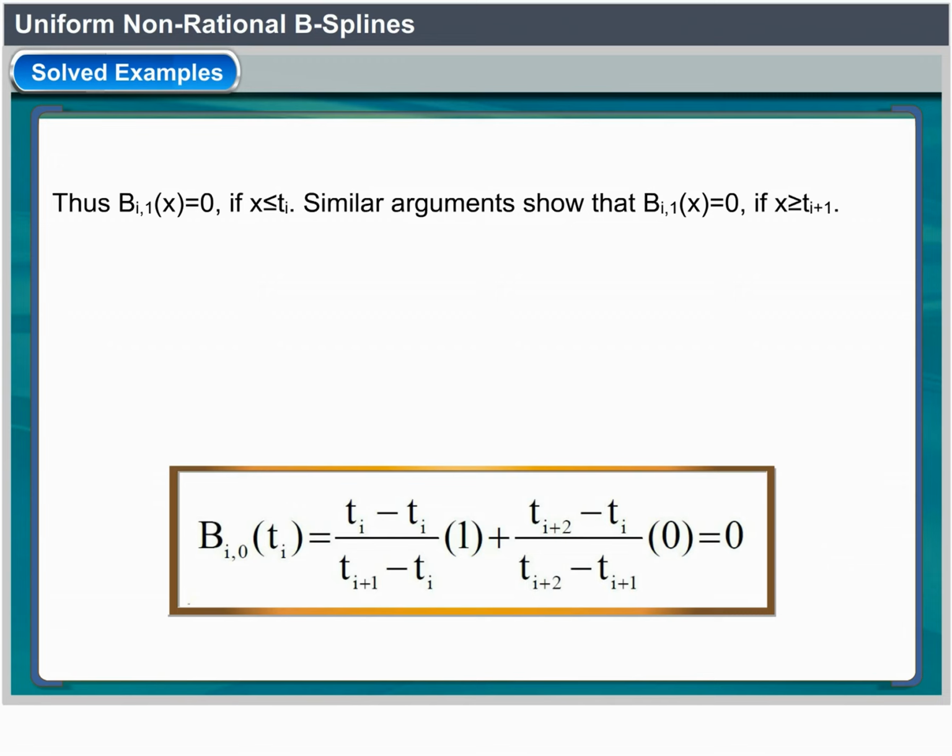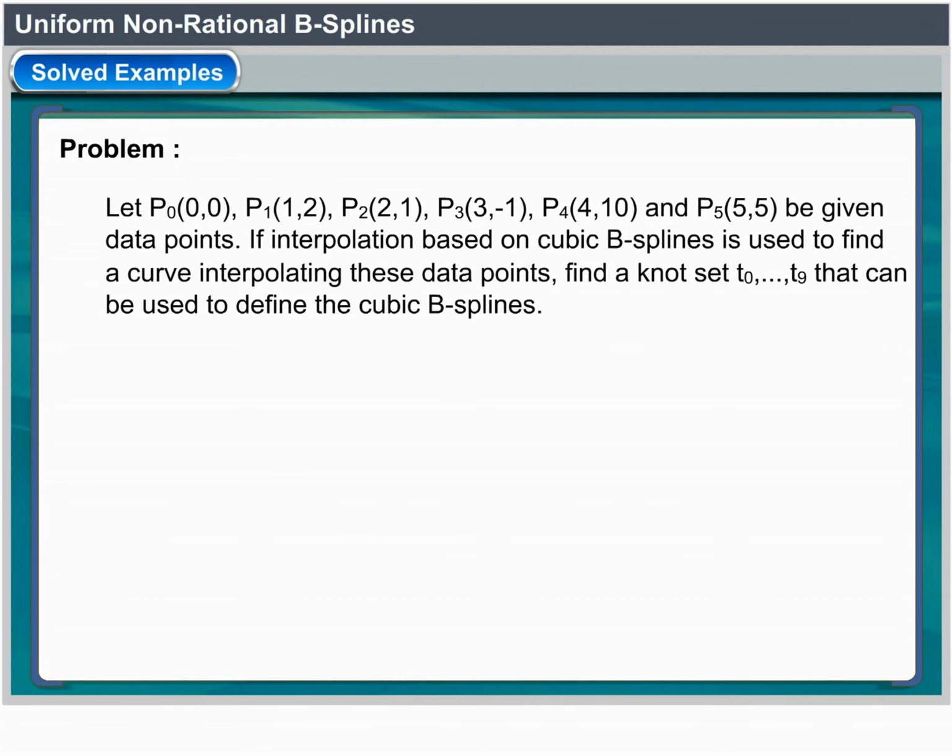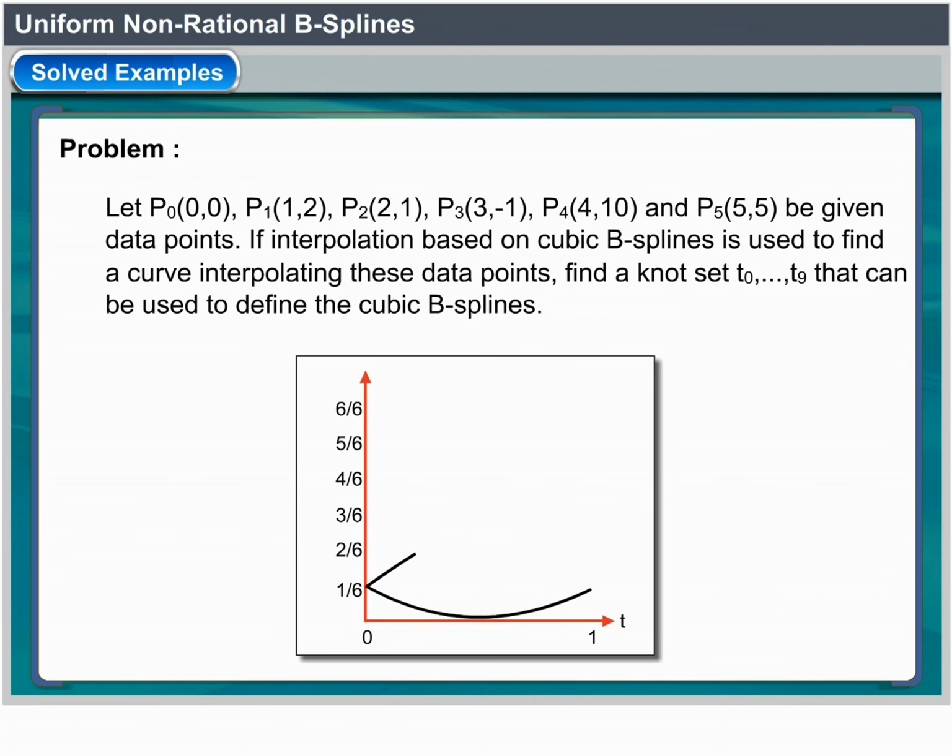Problem. Let p0 (0, 0), p1 (1, 2), p2 (2, 1), p3 (3, -1), p4 (4, 10) and p5 (5, 5) be given data points. If interpolation based on cubic B-splines is used to find a curve interpolating these data points, find a knot set T0 to T9 that can be used to define the cubic B-splines.